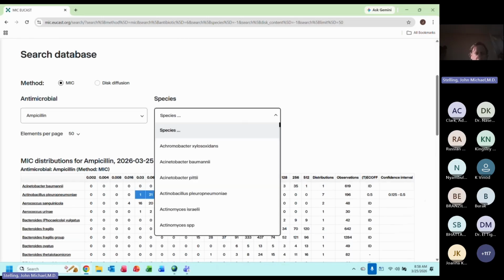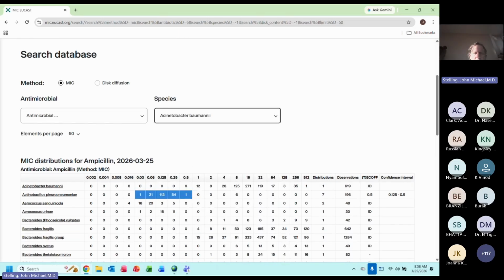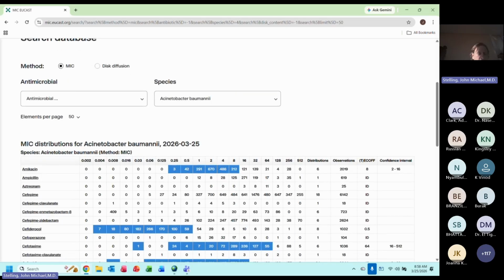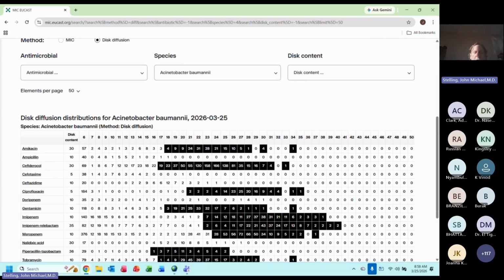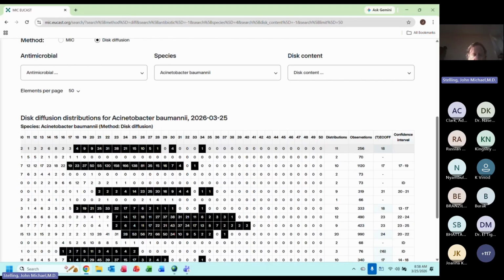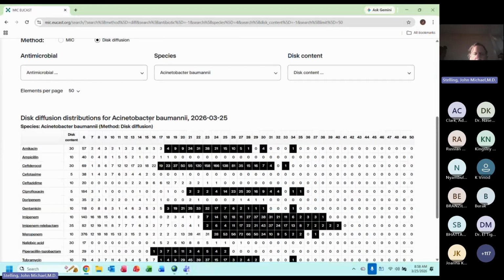Or if I choose species, and if I choose Acinetobacter baumannii, you see all of the breakpoints there. That's MIC. If I click on diffusion, you see the wild type appear in black. And the non-wild type, so if I look over to the right, you see that the ECOF is 18. And you see 18 is the start of the wild type area. 17 is non-wild type. So that's how you read this table.